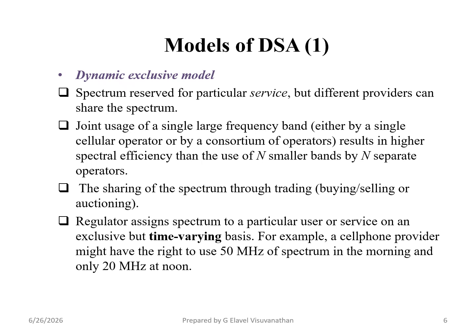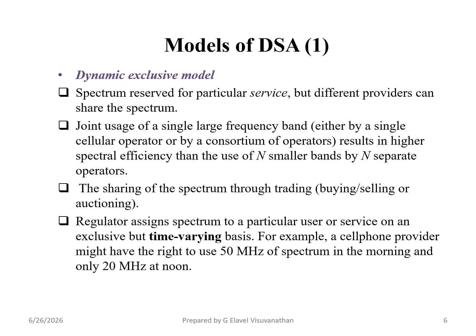Joint usage of a single large frequency band results in higher spectrum efficiency than the use of n small bands by n separate operators. So this was the second point. Either by a single cellular operator or by a consortium of operators, it results in higher spectral efficiency than the use of n smaller bands by n separate operators. Sharing of the spectrum through trading is going to be better.